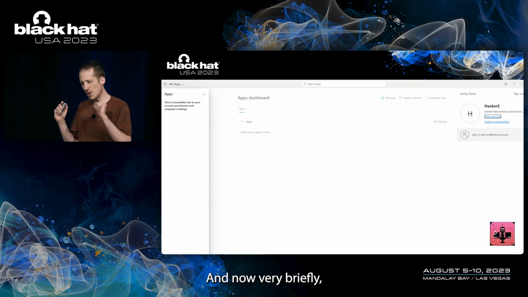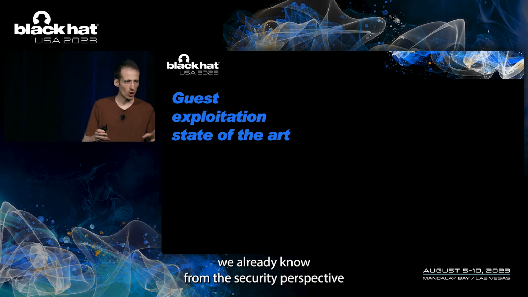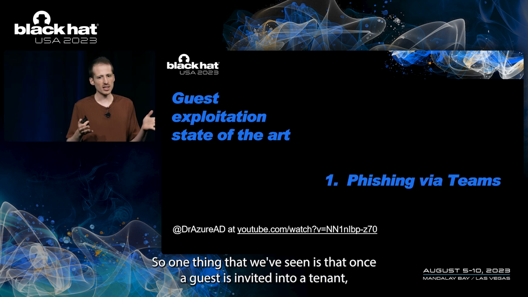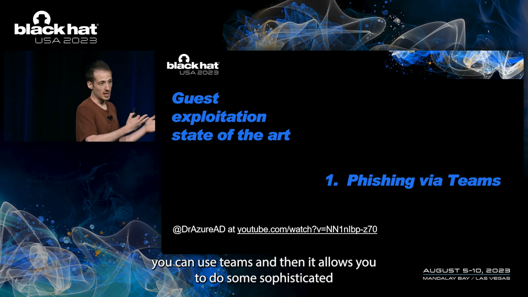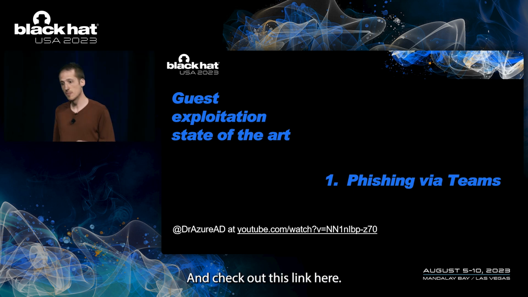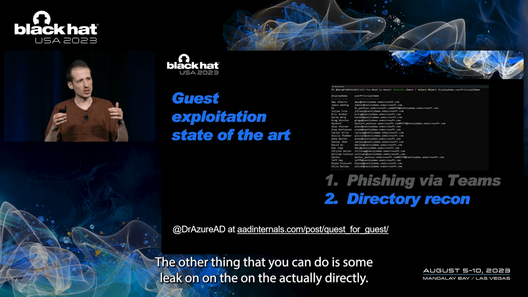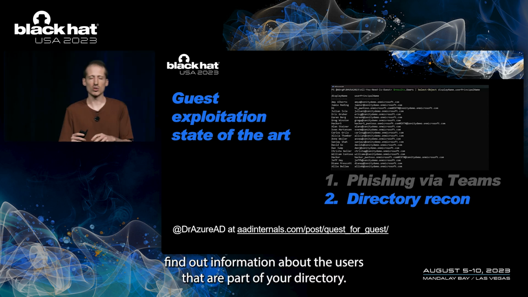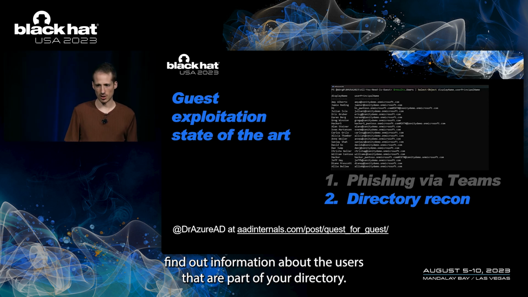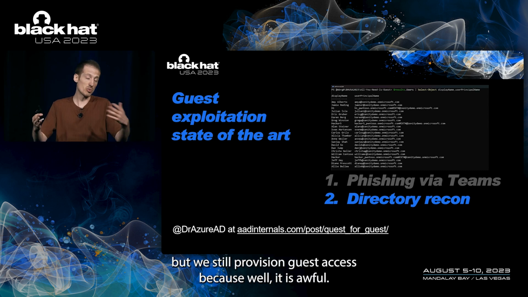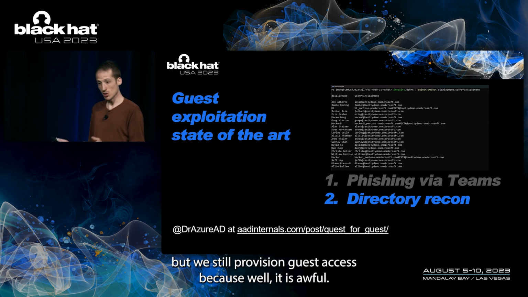Now, very briefly, we already know from the security perspective that there are ways to exploit guest access. One thing we've seen is that once a guest is invited into a tenant, you can use Teams to do some sophisticated phishing. And check out this link here. The other thing you can do is recon on the actual directory. A guest could, by sophisticated methods, find out information about the users that are part of your directory. We have kind of lived with these things. We know that they exist, but we still provision guest access because it's useful.